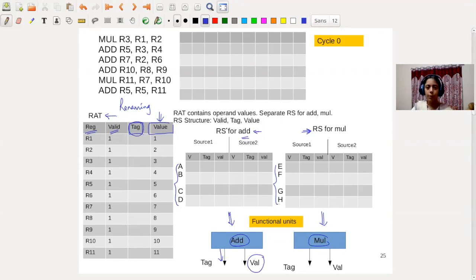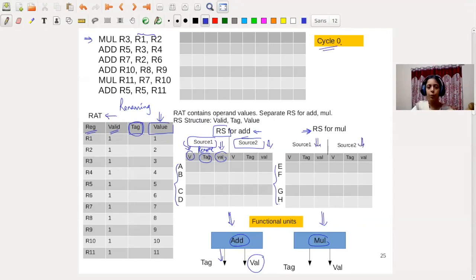Now the contents of the reservation station, or the RS: again, it has a valid bit. Then we have the tag. This is basically the rename tag. I'll describe this in the next slide. Then we have the value of the operand. So basically the reservation station is going to contain 2 sources. For example, if the multiply instruction has 2 sources, R1 and R2, those 2 are going to go in here. I'll describe the function of this in the next slide. So the valid tag and the value hold good for source 1 and source 2. Similarly, for the multiply also there is source 1 and source 2.